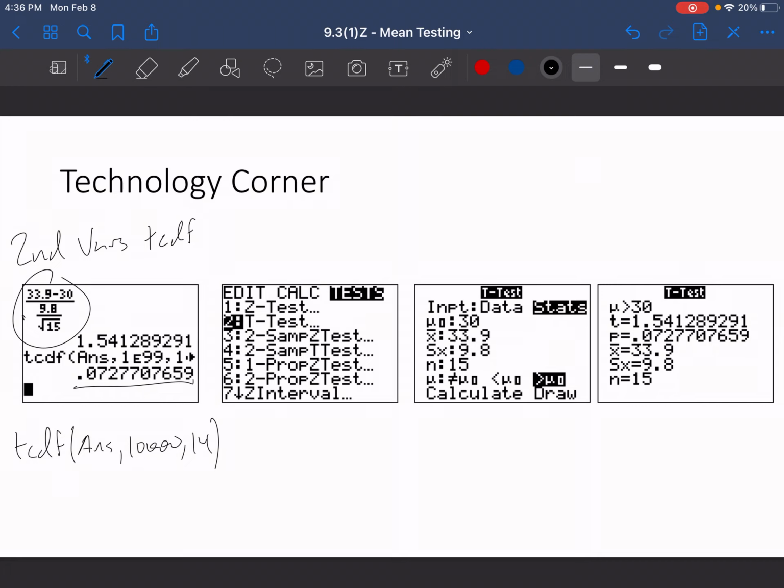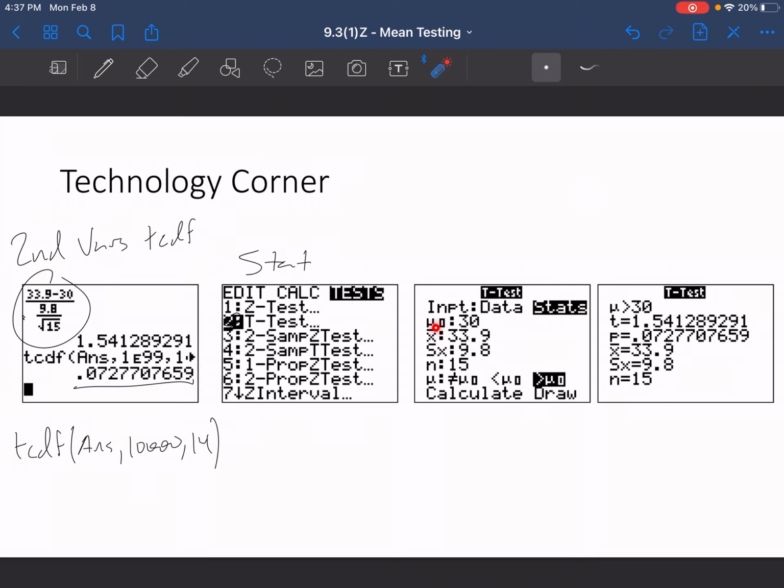Now, we can also do this in a much more simple way. We can come up here to stat, arrow over to tests, and select number 2, option 2, the t-test. Then we can arrow over to stats and enter in everything that we know about this problem.